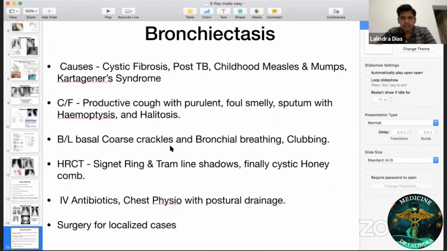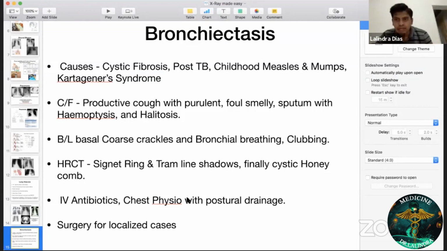So all the causes of bronchiectasis I have mentioned here, which I taught you earlier. Clinical features I have mentioned, the physical examination findings I have mentioned, HRCT findings, the signet ring and the tram-line shadows, finally cystic honeycomb appearance. So what is the treatment of bronchiectasis?